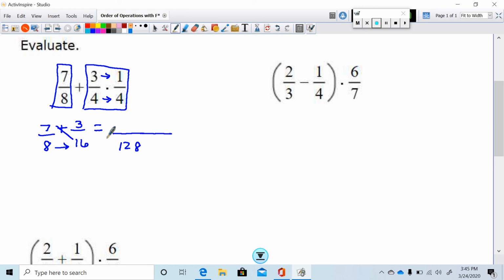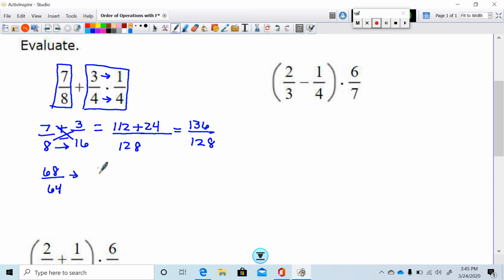7 times 16 is 112. Then you have a plus sign and you go the other direction. 8 times 3 is 24. So that's equal to 136 over 128. Now I just cut them in half. Because they're even, I start cutting them in half. So half of 136 is 68. Half of 128 is 64.